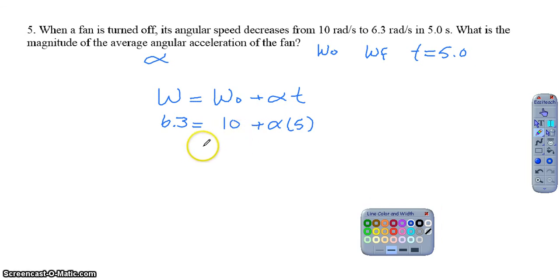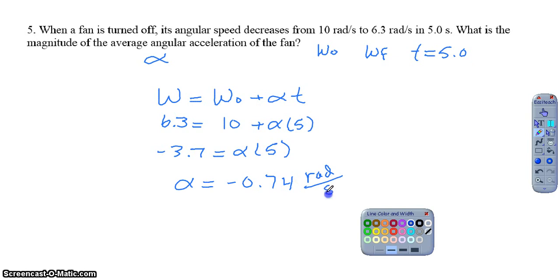We would get negative 3.7 equals alpha times 5. And at this point, I know you guys all love your 5 rule. It's just dividing by 5, so no big deal, we can all do this, right? Double that number and move the decimal point 1 over. So we get negative 0.74 radians per second squared.